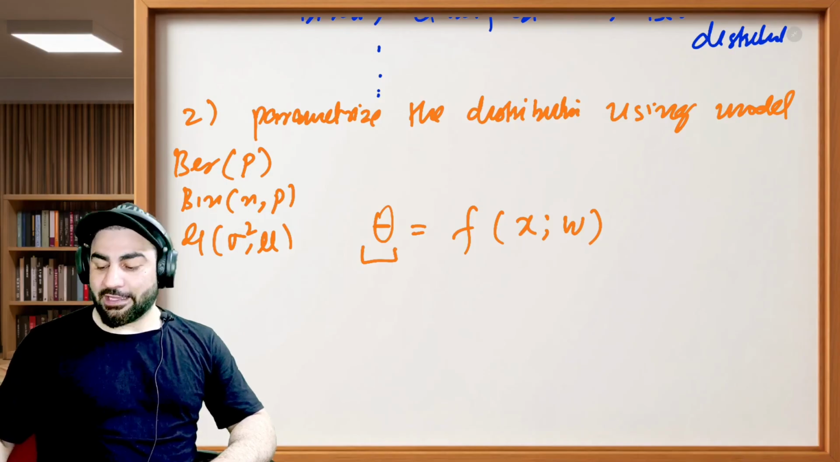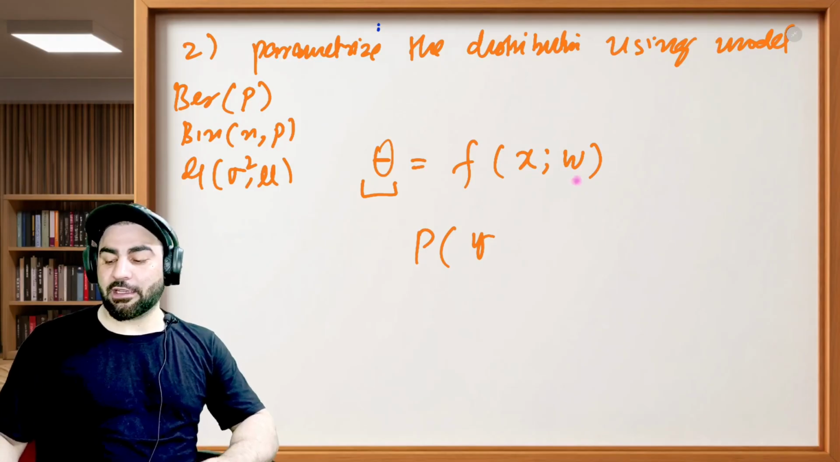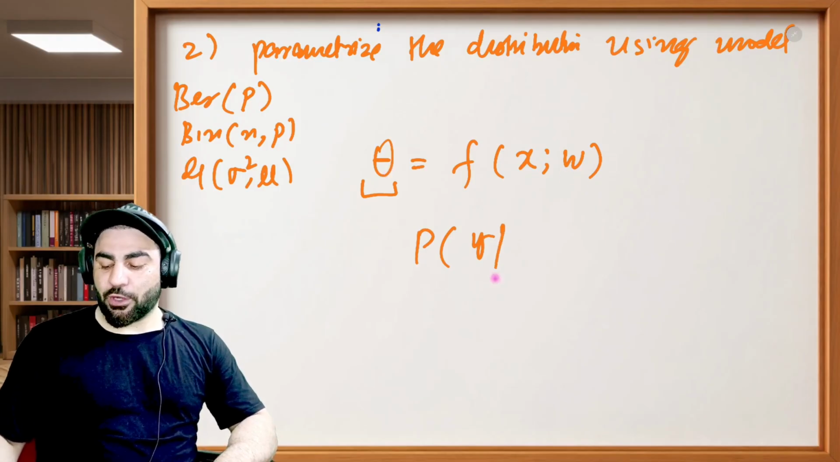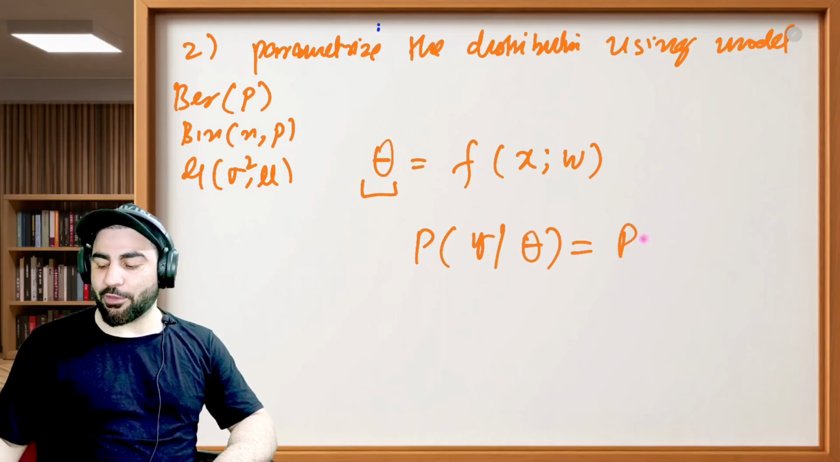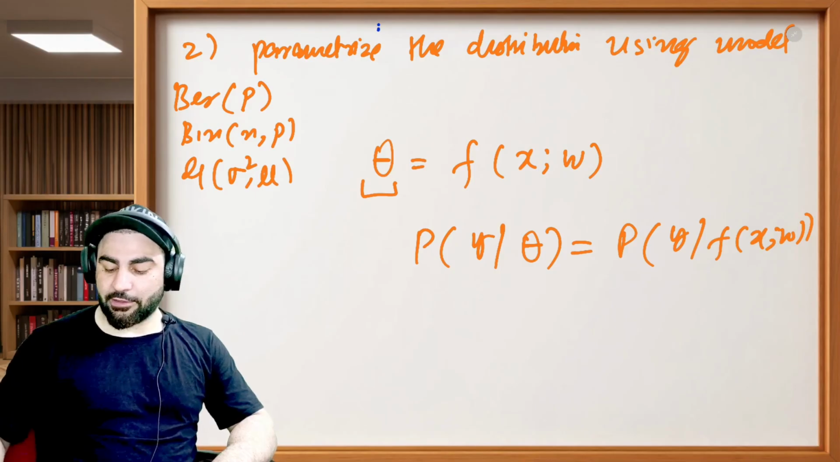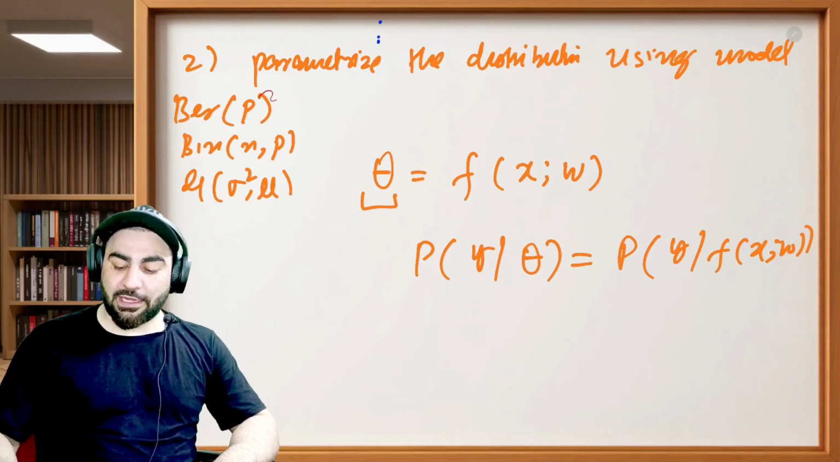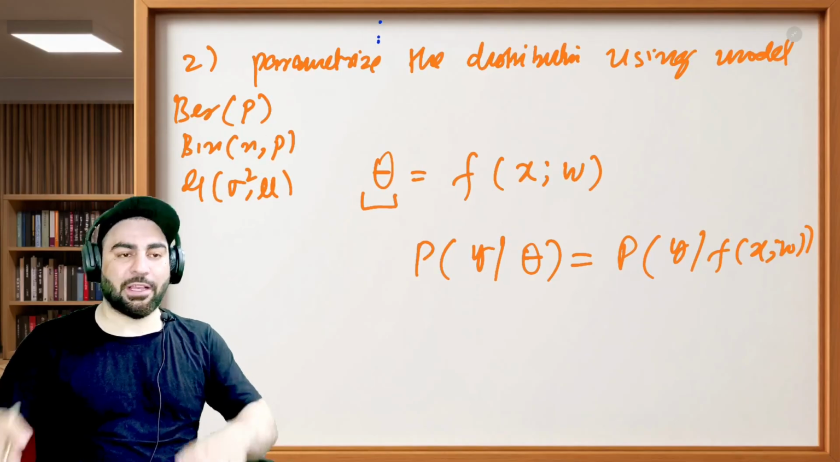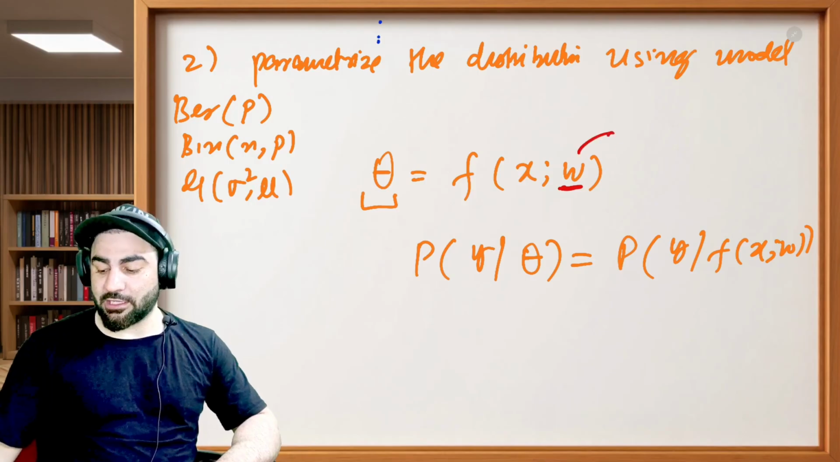Okay, this is equivalent to the probability of y given theta. After you estimate this, after you adjust w to get these parameters, the probability of y given the parameters of this model will be equivalent to the probability of y given f of x comma w. This is what you want to find, this is the second step. This is again a maximum likelihood estimate. You want to estimate the parameters of the distribution, either p, n and p, or mu and sigma, because you want to fit that distribution, and you find those parameters by using the model. Your model is parameterized by w, the model parameters.